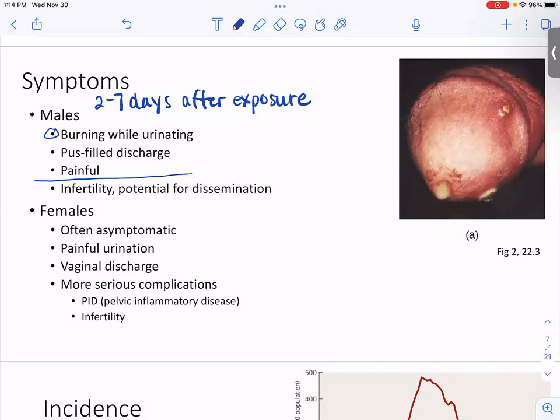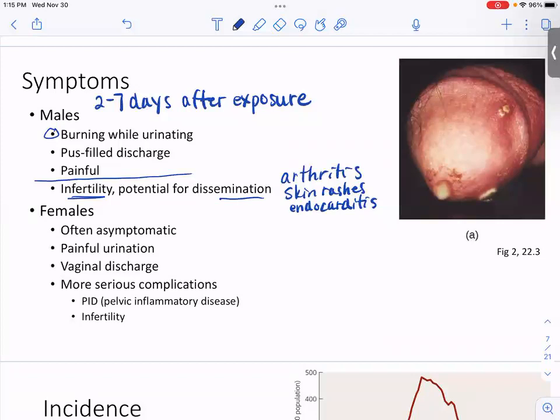Sometimes there gets to be so much inflammation in the epididymis or the prostate that it can eventually cause infertility. And this organism also has the potential to disseminate throughout the body and cause all kinds of crazy symptoms that you wouldn't associate with gonorrhea, things like arthritis, skin rashes, endocarditis. That's, remember, inflammation of the heart valves. Again, something good to be treated.